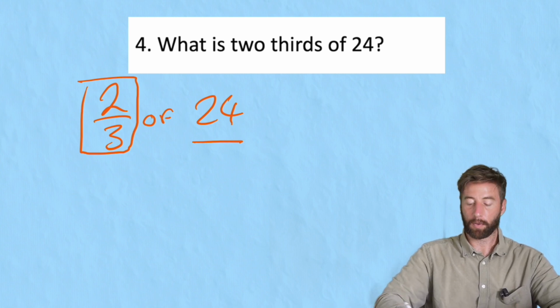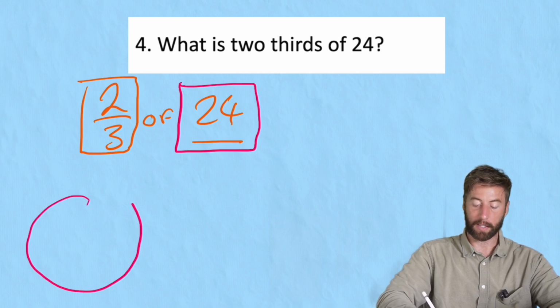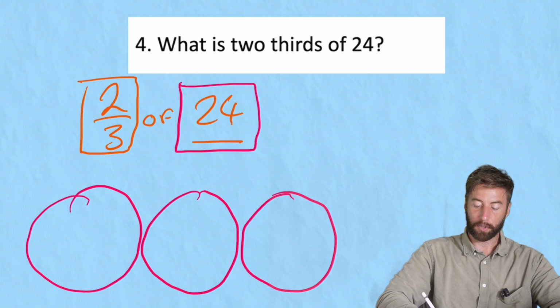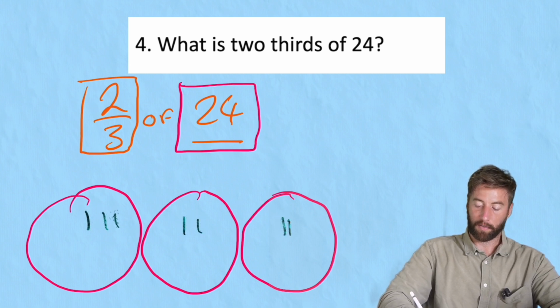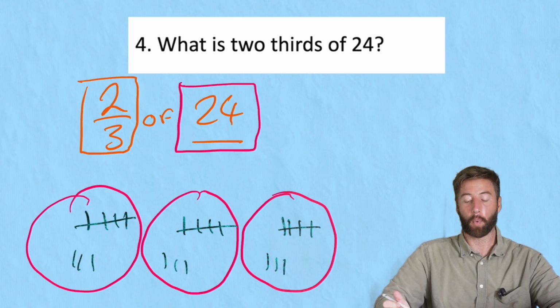So how are we going to do this? Well, if I know I've got 24 and I'm looking for 2/3, then I think I'm going to be sharing them into thirds, which is like saying 3 circles. Share my 24, so 1, 2, 3, 4, 5, 6, 7, 8, 9, 10, 11, 12, 13, 14, 15, 16, 17, 18, 19, 20, 21, 22, 23, 24. We have an even amount in each, so we know we've done that right.